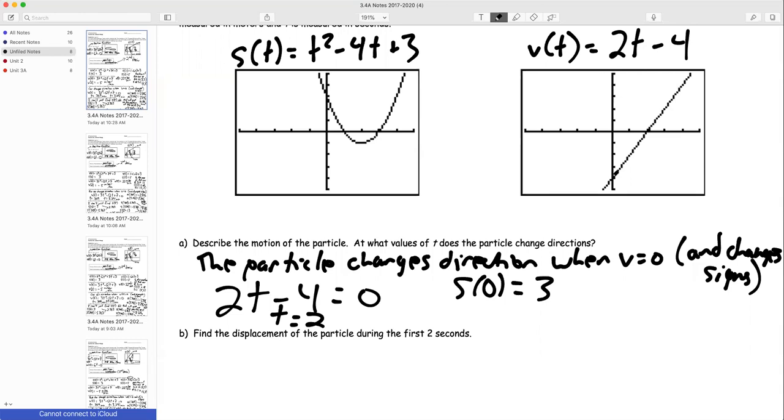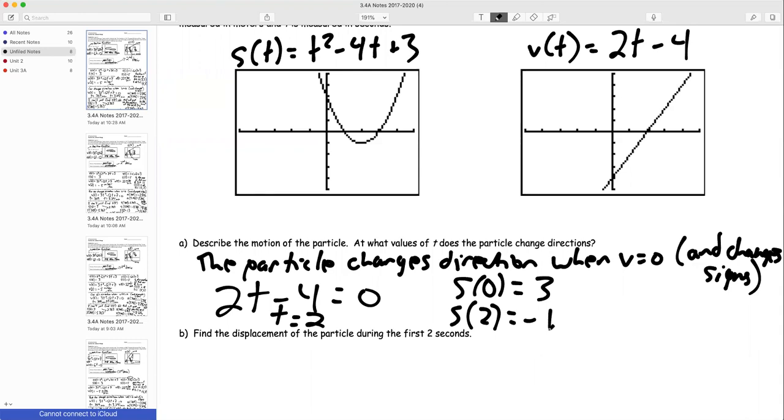What time does it change directions? At 2. Where is it at? At 2 seconds. Take 2 and plug 2 into the position, and you get -1. So it starts at 3, and then after 2 seconds, it's at -1. So it is moving to the left.